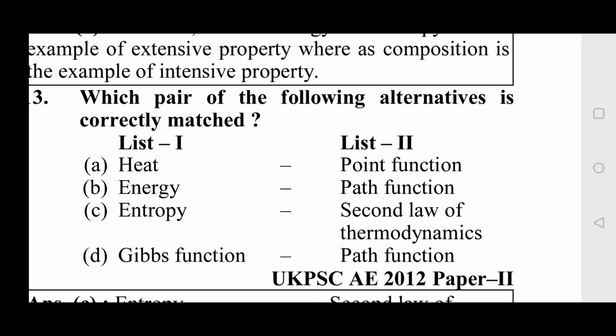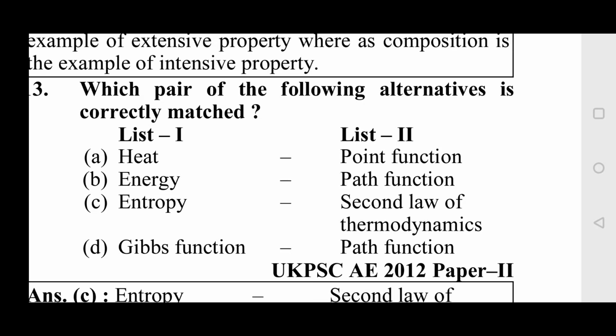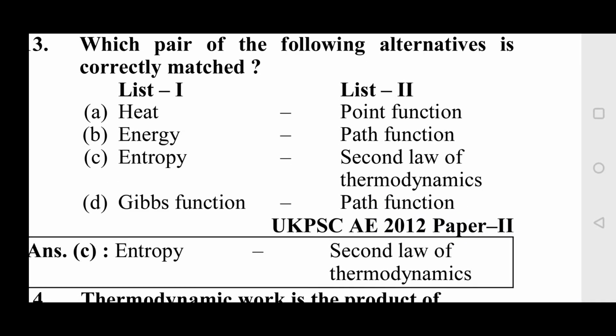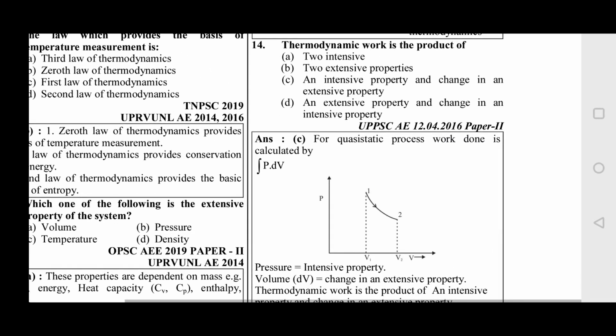Okay, heat, energy, entropy, Gibbs function. So match this one with list 2: point function, path function, second law of thermodynamics, path function. Heat and work, we know that these two are path functions. So here heat is a path function. Next one, energy. Energy means... let's see where it is.